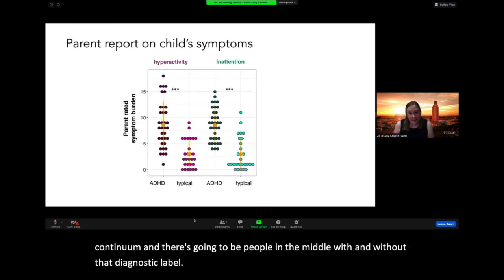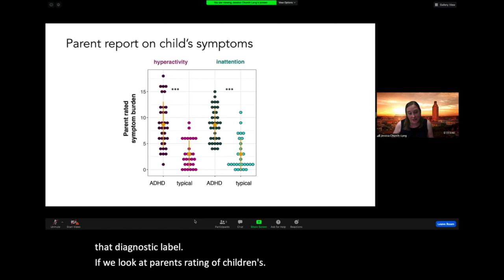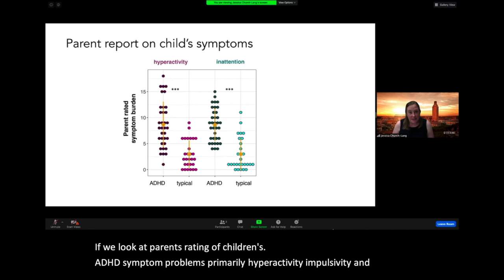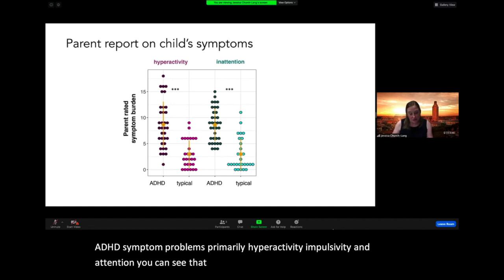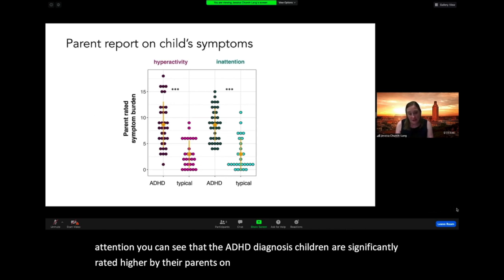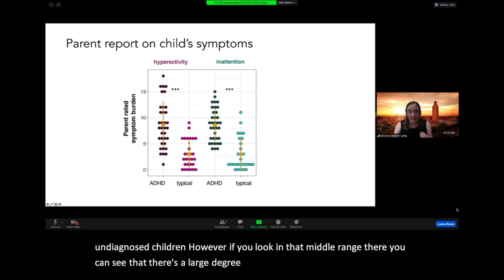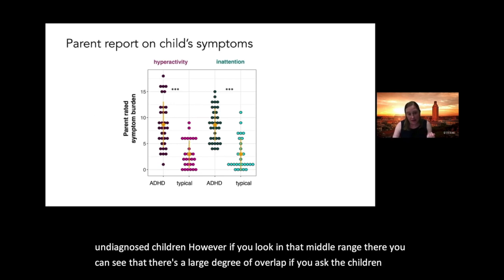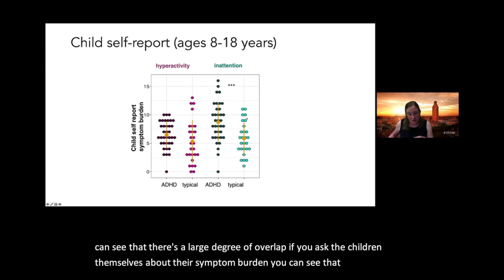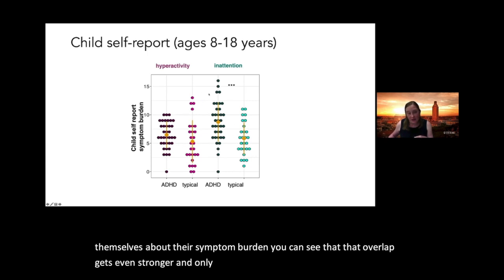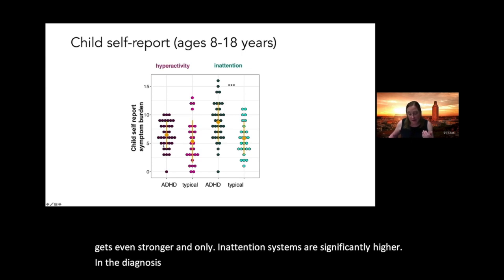If we look at parents' ratings of children's ADHD symptom problems, primarily hyperactivity, impulsivity, and inattention, you can see that the ADHD diagnosed children are significantly rated higher by their parents on hyperactivity and inattention relative to undiagnosed children. However, if you look in that middle range, you can see that there's a large degree of overlap. If you ask the children themselves about their symptom burden, you can see that that overlap gets even stronger, and only the inattention symptoms are significantly higher in the diagnosed individuals, though the overlap is really substantial.